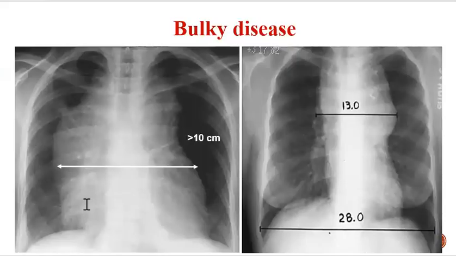Bulky disease, as we already talked, is an enlargement of the mediastinal diameter of more than 10 centimeters or more than 33% of the chest diameter on X-ray. Patients with bulky disease, mediastinal masses, often present with symptoms of superior vena cava syndrome.